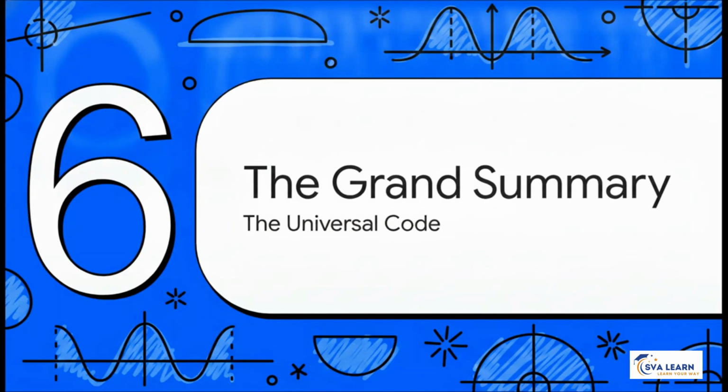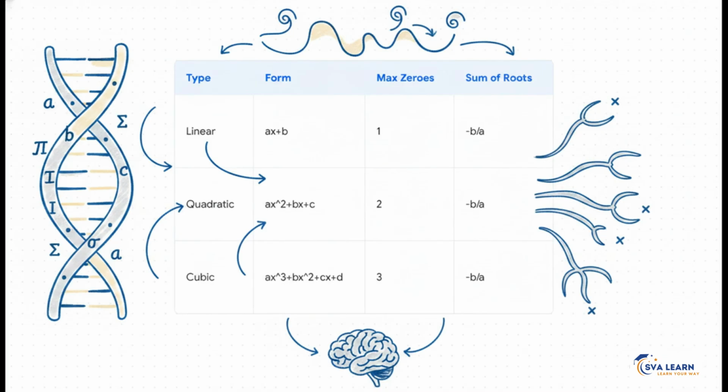All right, let's bring it all together in section 6, the grand summary. The universal code. We have covered a lot of ground today, from simple straight lines to curving parabolas and complex cubic waves. But look at this matrix. The universal pattern here tells the entire story. No matter the degree of the polynomial, the DNA coefficients strictly and rigorously dictate the behavior of the zeros.